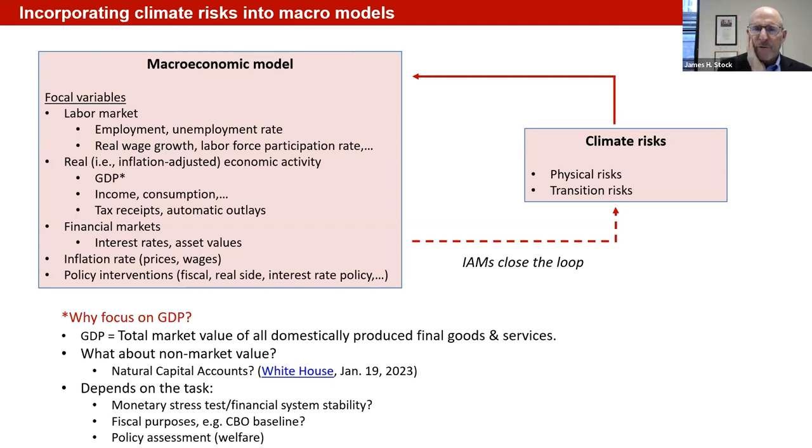A question on the table for us to discuss is whether to close that loop, to go from the macro model and say macro policy considerations back to climate risks. So if the US passes the IRA, what does that do to the climate risk path? That would be the province of an IAM, an integrated assessment model. That is, I think, technically feasible from my understanding of how the CBO and OMB Troika models work. It may or may not be something one would want to do.